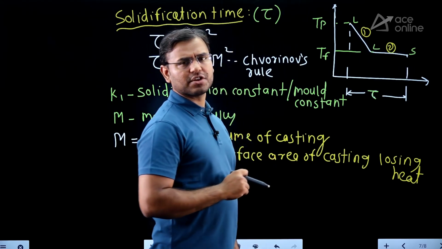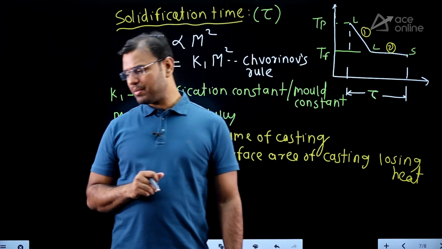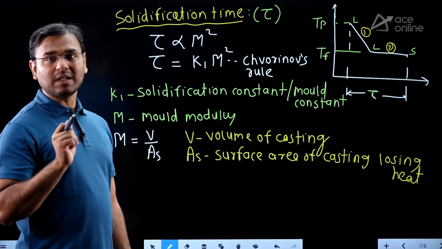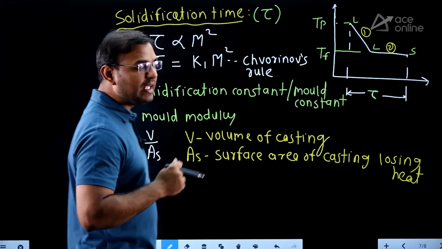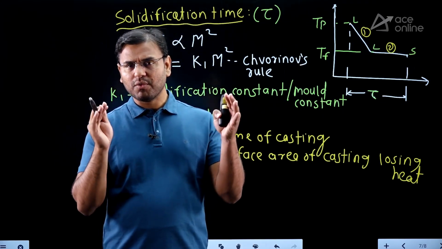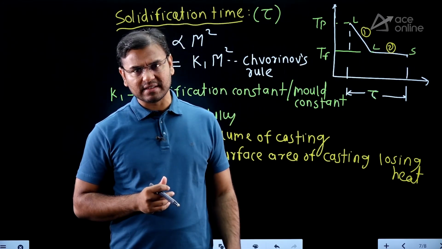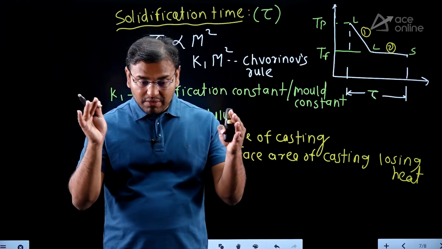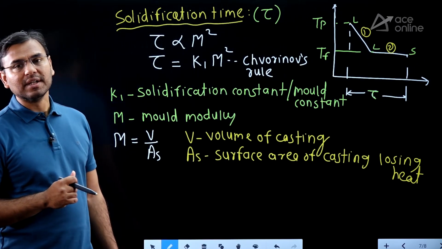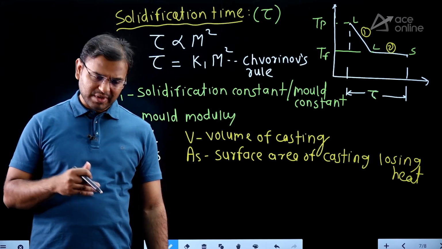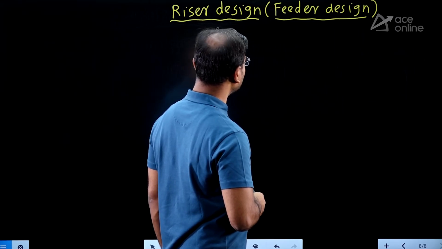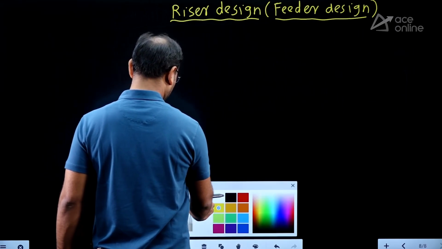Guys, in both stage 1 and stage 2, what happens? Liquid shrinkage happens, which means the volume of that liquid is going to reduce. If the volume of liquid reduces, then we need to supply some liquid there. Otherwise an undersized component can be produced, and therefore we have to learn the riser design for that purpose.